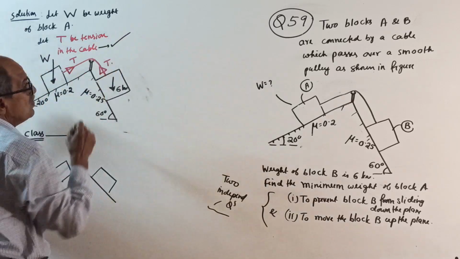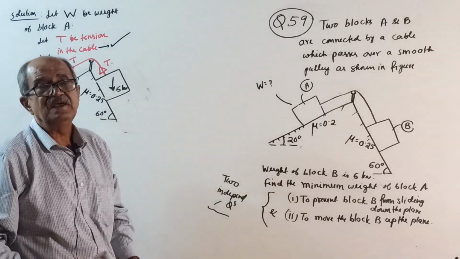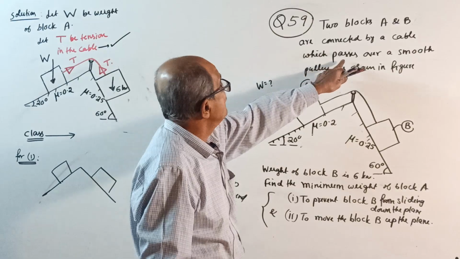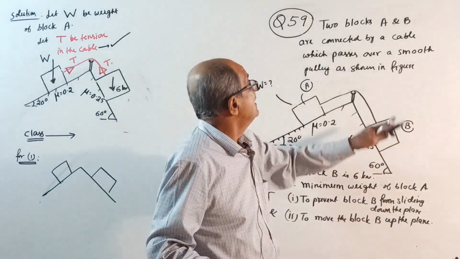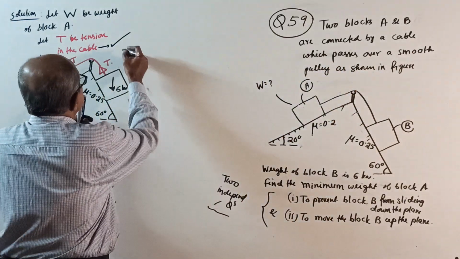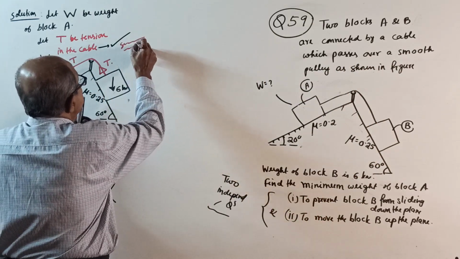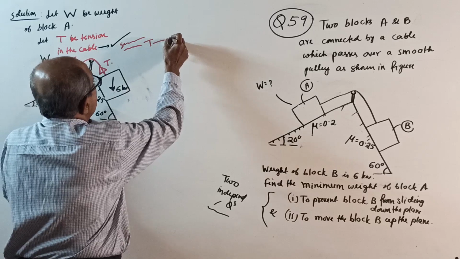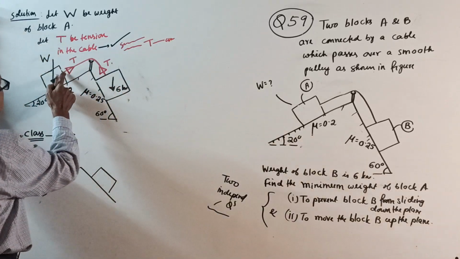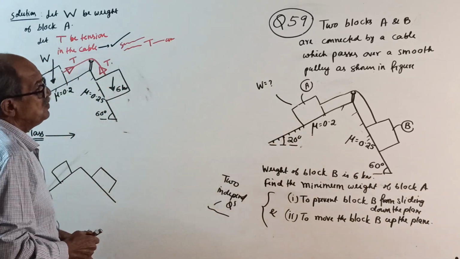Some statement you have to write. Those who are serious should write. I am dictating: since the cable passes over a smooth pulley, the tension in the cable T is constant. Write that one. So if this is T, this is also T. This I told you last time.